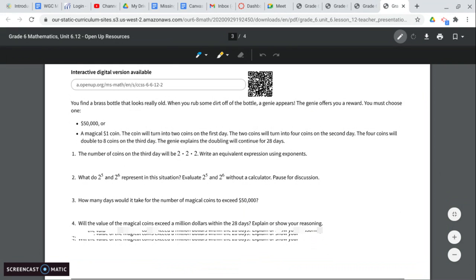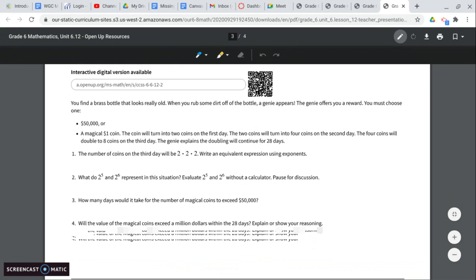The coin will turn into 2 coins on the first day. The 2 coins will turn into 4 coins on the second day. The 4 coins will double to 8 coins on the third day. The genie explains the doubling will continue for 28 days. So for number 1, the number of coins on the third day will be 2 times 2 times 2. Write an equivalent expression using exponents.